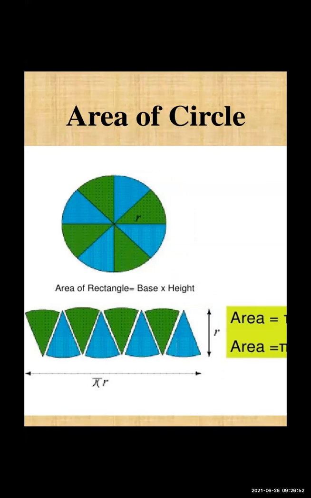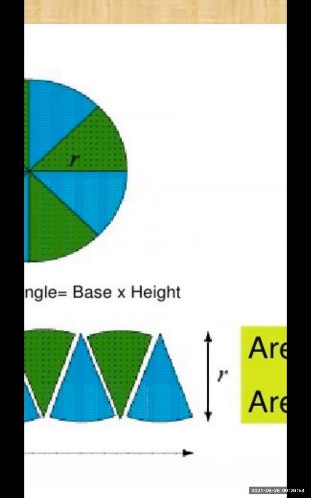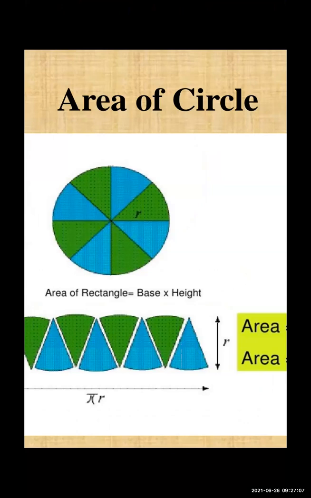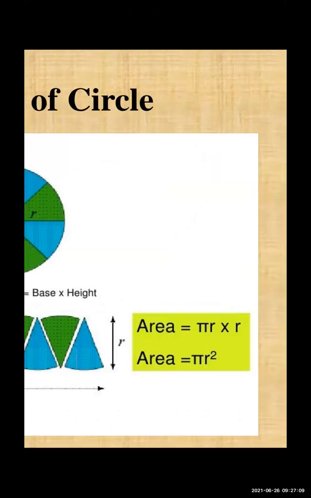So here the base is only pi r, and whatever the height is, that is your radius, because we have cut the circle using the center. From the center to the point on the circle is the radius. So base is pi r, height is r. After multiplying, area becomes base into height, that is pi r into r. So area is pi r square.